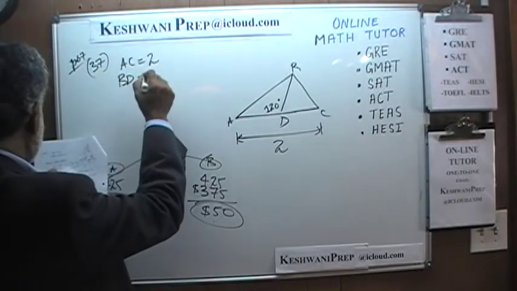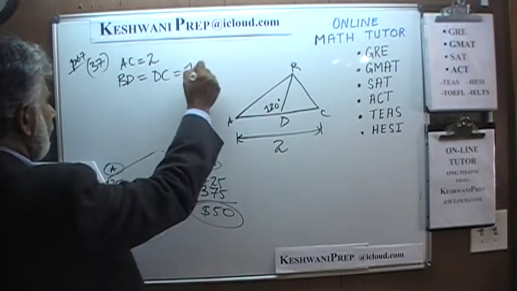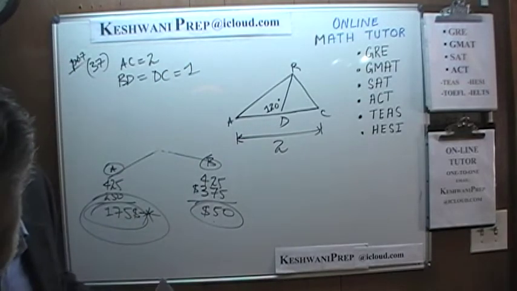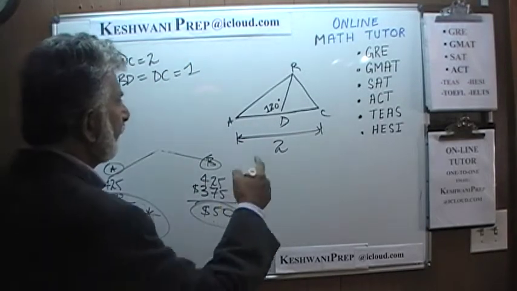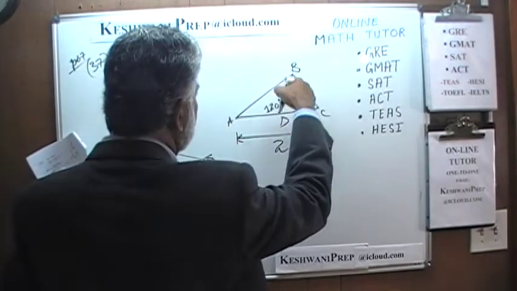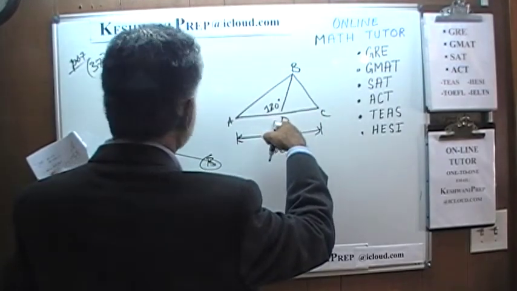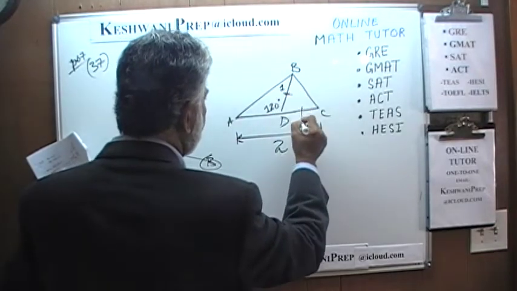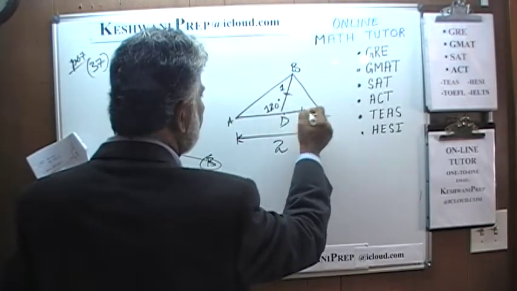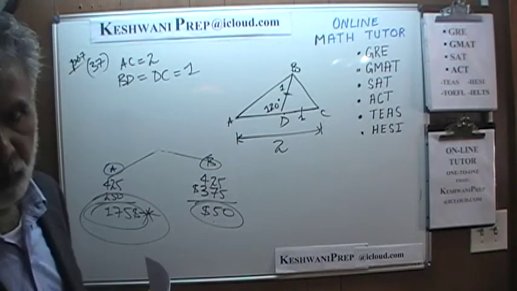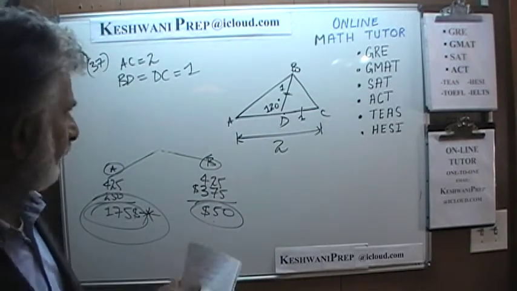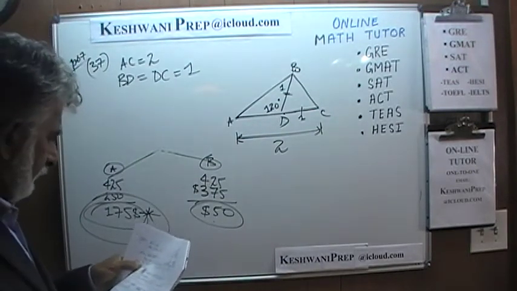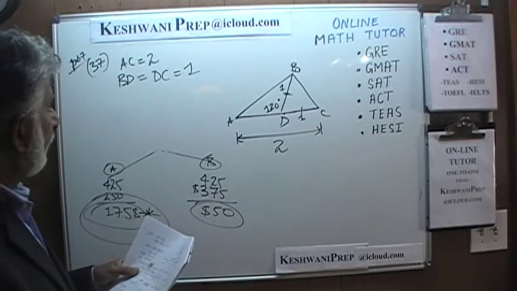BD is equal to DC, and that's equal to 1. Let's find out where BD is. There is your B. BD is equal to CD. Oh, so there you go. So these are 1. And BDC is an isosceles triangle. It is, because the two sides are equal. What else? Oh, well, there you go.